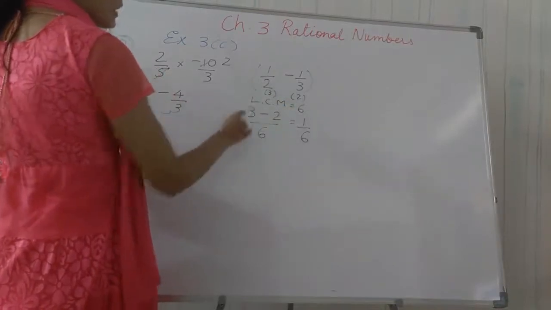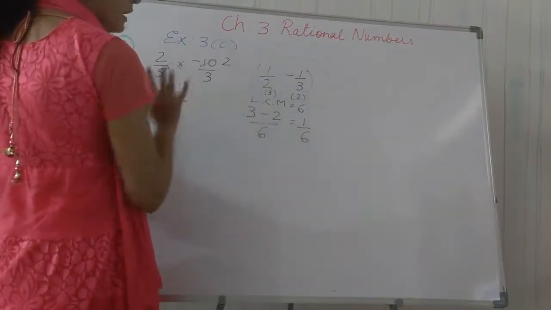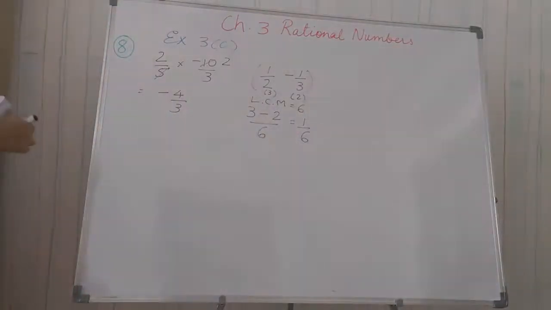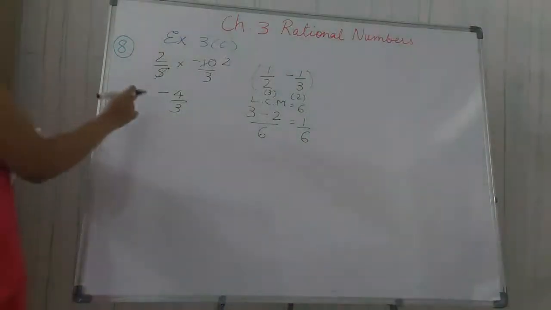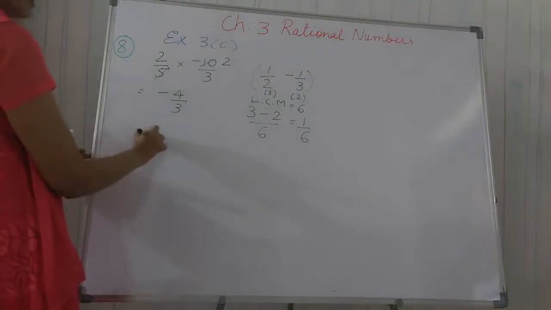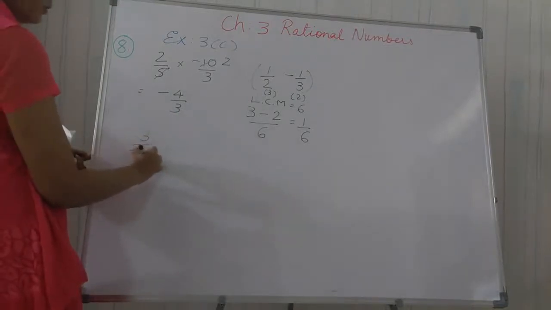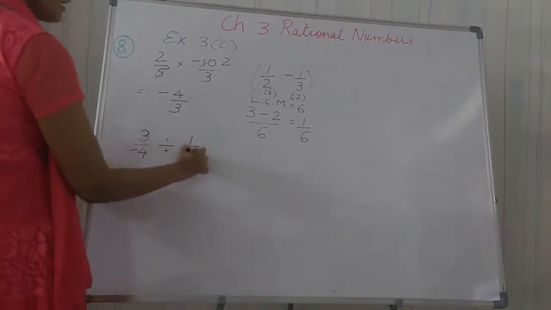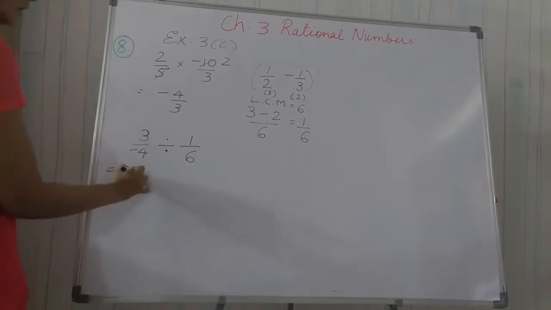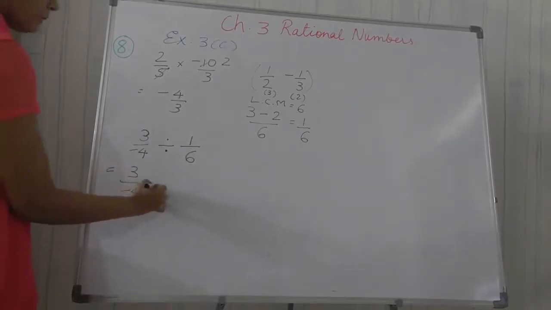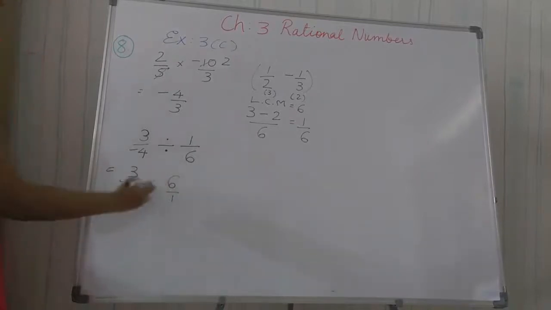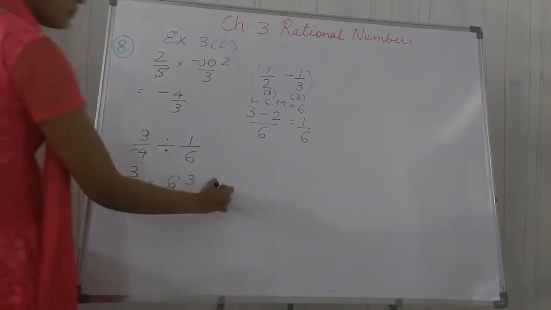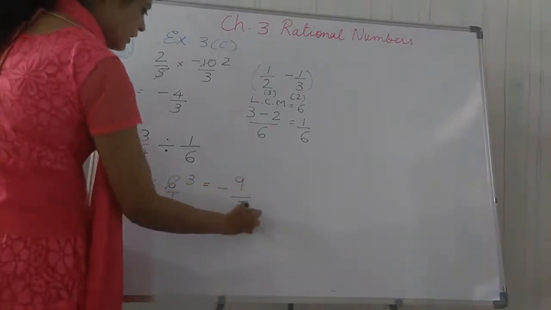LCM is 6. So this will be (3 minus 2) by 6, which is equal to 1 by 6. Now the question is to divide the reciprocal of this. The reciprocal of this is 3 upon minus 4, divided by 1 by 6. So here, 3 upon minus 4 multiplied by 6 by 1, and then we cancel it. 2 twos are 4, 3 twos are 6. So we get minus 3 threes are 9 by 2.